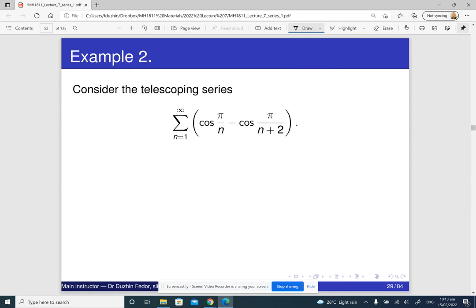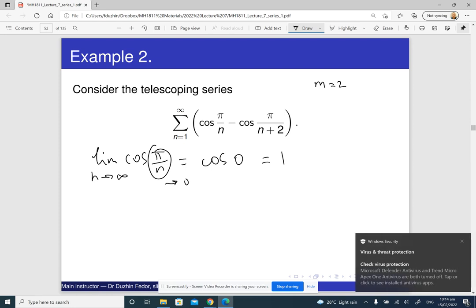Okay, so here is our example with cosine of pi over n. Here m is equal to 2. Applying this equation, at the same time we know that the limit of cosine of pi over n as n goes to infinity: this part goes to 0, so we get cosine of 0, which is 1. Since the underlying sequence converges, the corresponding telescoping series also converges.